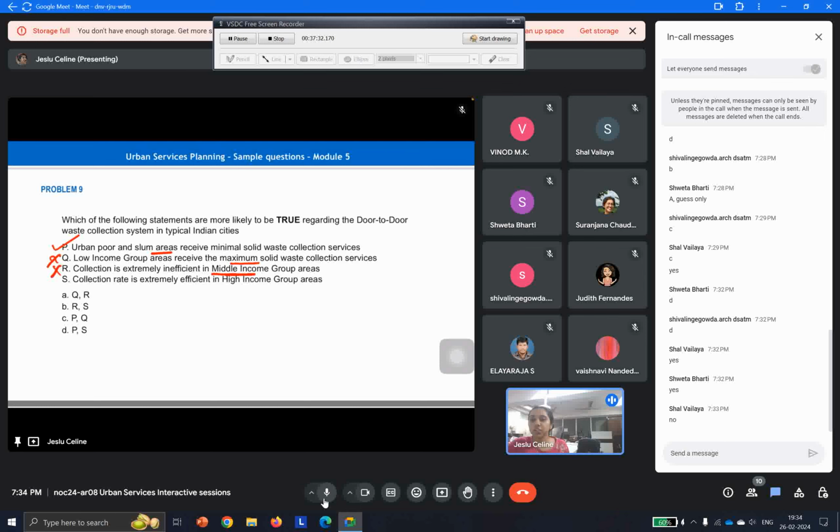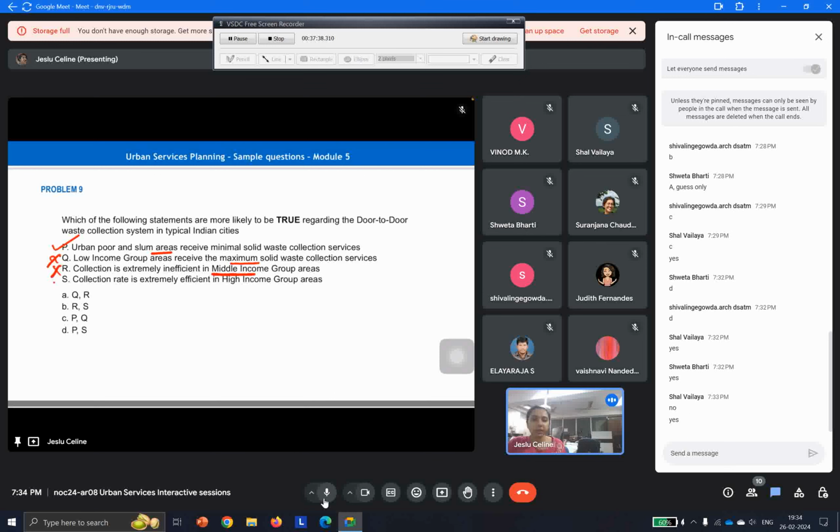Now, S, collection rate is extremely efficient in high income group areas. Now, that is a correct statement. Yes, because in high income group areas, as discussed, they are ready to pay. They have better facilities around. So with all that, the collection rate is more efficient. So that works out to P and S, which is option D. I think somebody had already answered that in the chat box. Yes, option D is the correct answer.